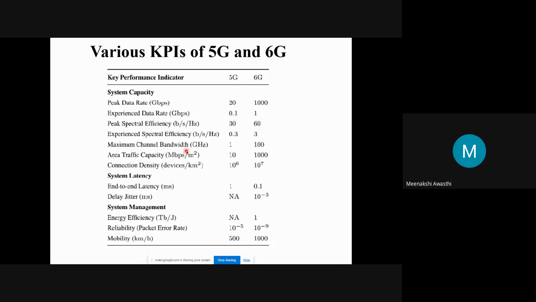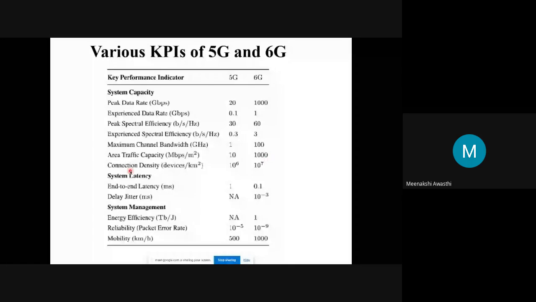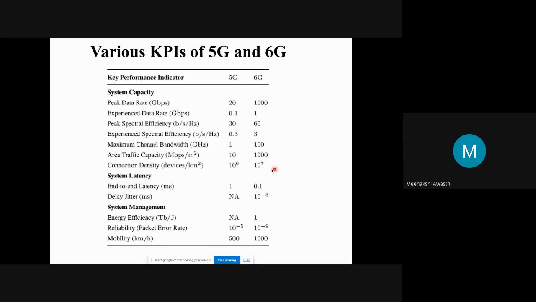Next is maximum channel bandwidth in gigahertz. Maximum channel bandwidth in 5G is 1, whereas in 6G it will be 100. Area traffic capacity in Mbps per meter square is 10 in 5G, whereas it is expected to be 1000 in 6G. Then connection density, meaning the number of devices per kilometer square, is 10 to the power 6 in 5G, whereas in 6G it is expected to be 10 to the power 7. These are the key points that come under system capacity.